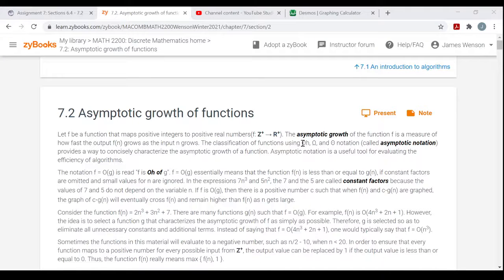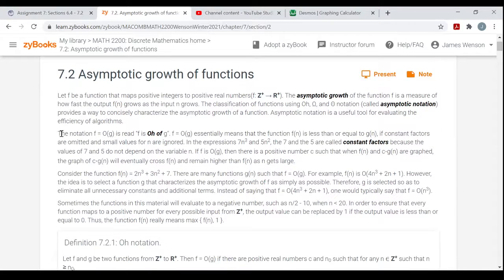So you have what's called big O notation, big omega notation, and big theta notation. I'll probably just say O, omega, and theta, but in some videos or other books you might come across it as big O, big omega, big theta. I start off here with the big O notation.